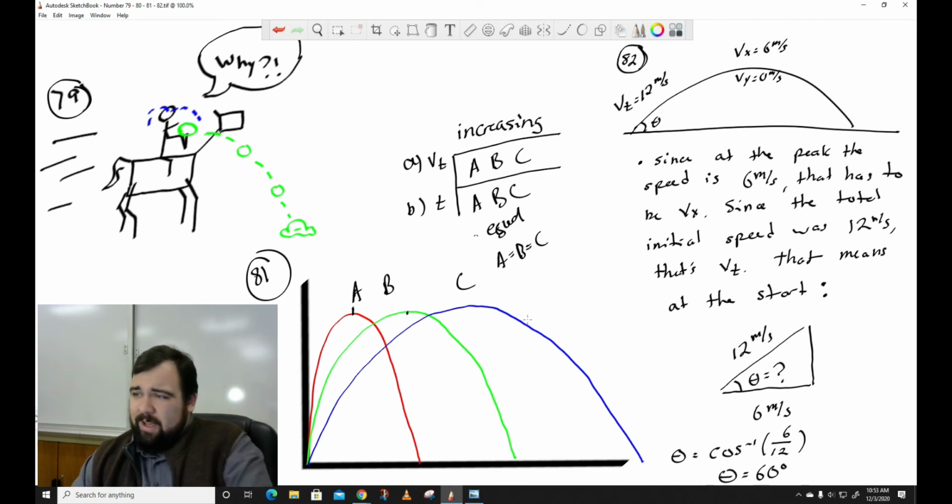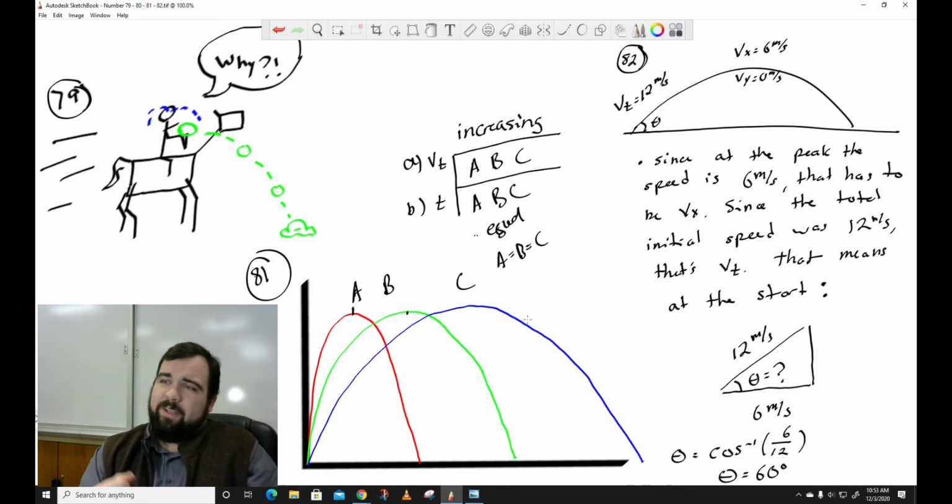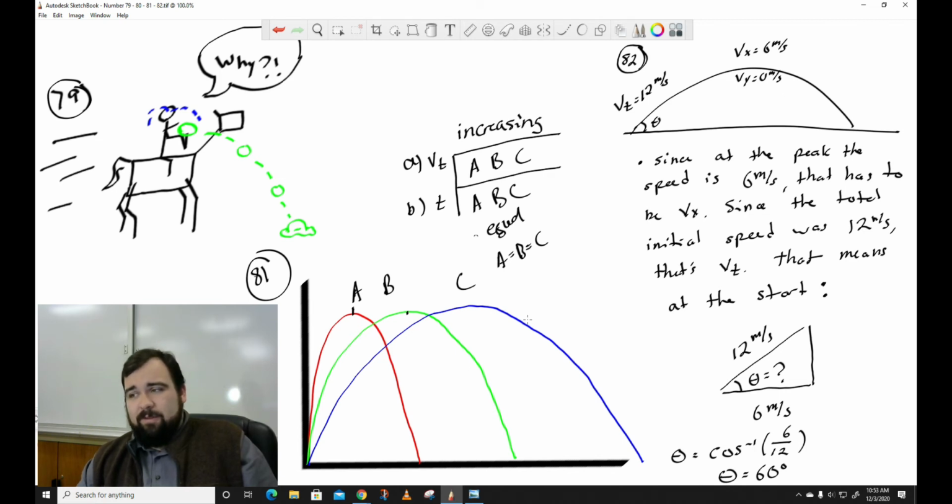Now for 82, we're looking at a situation where we're given that the initial velocity something is launched at is 12 meters per second, and the minimum velocity it hits is 6 meters per second. Well, looking at the trajectory, the minimum velocity occurs at the peak, because at the peak we know that Vy is 0. And if total velocity is a combination of y and x throughout the motion, if the combination at the top is 6, 0, that has to be our minimum location.